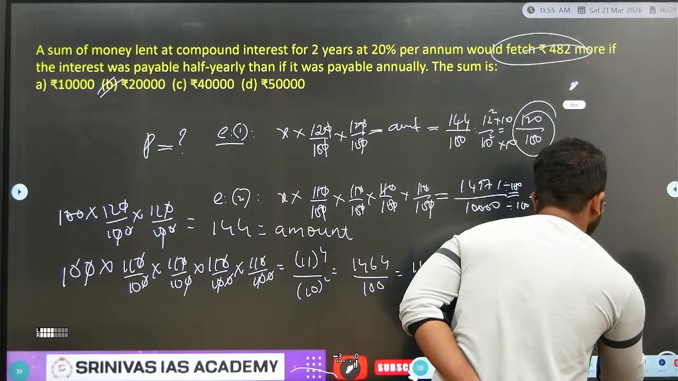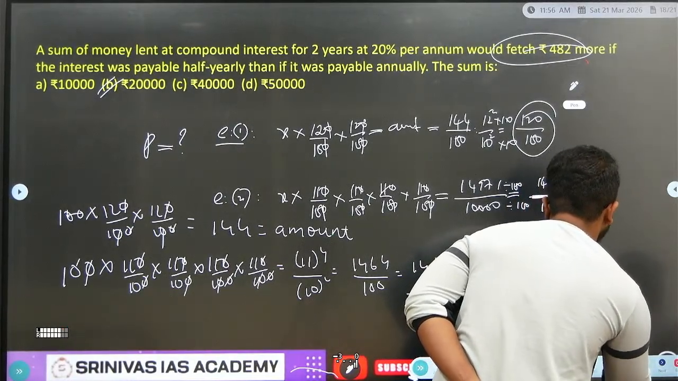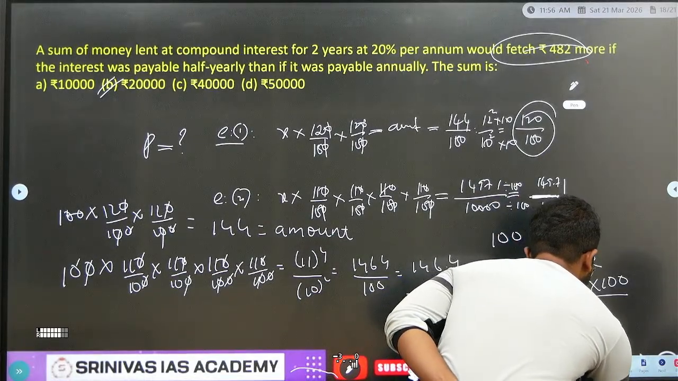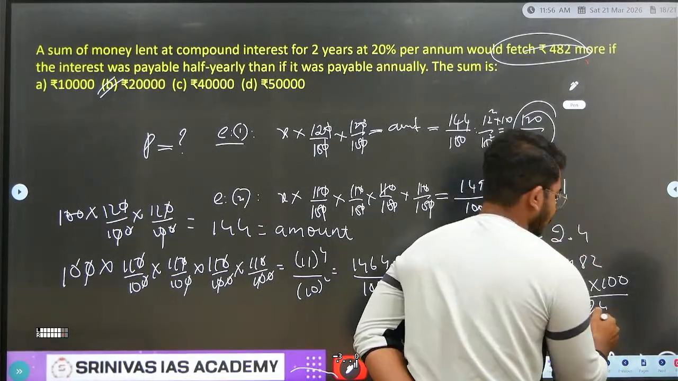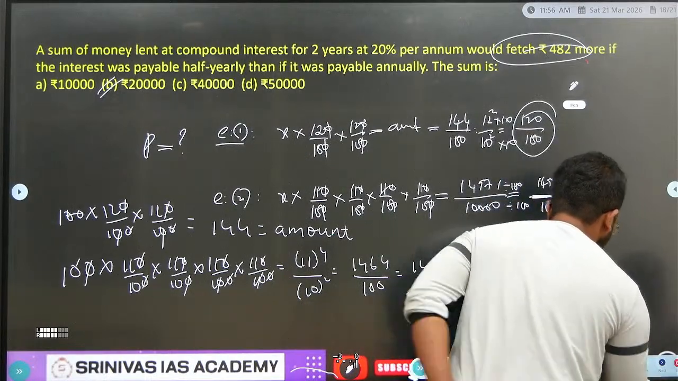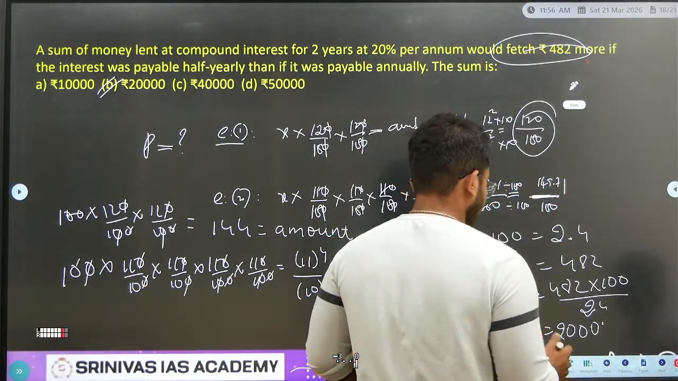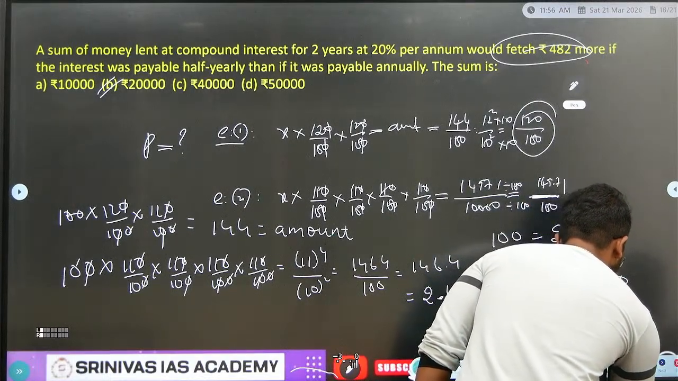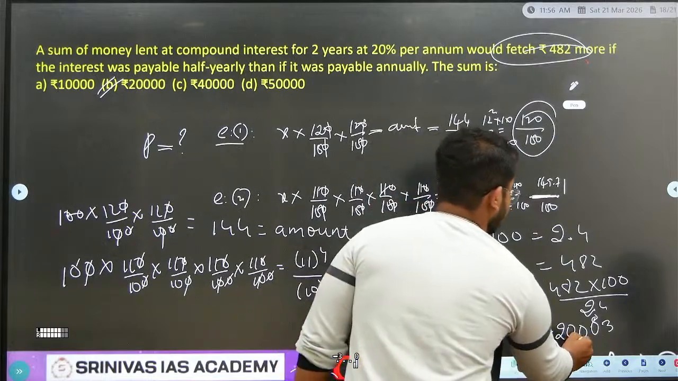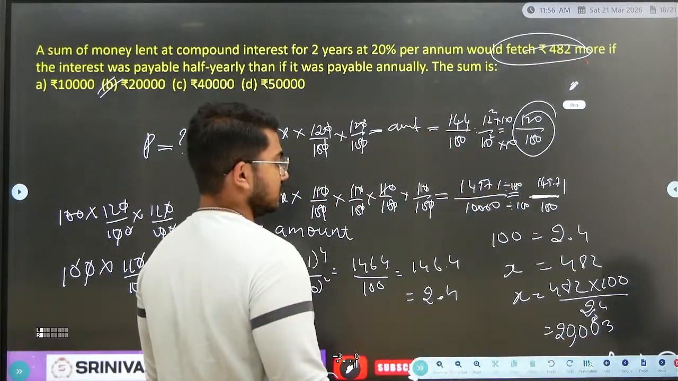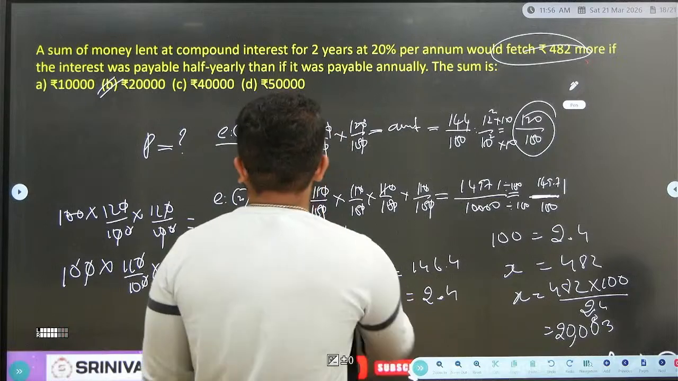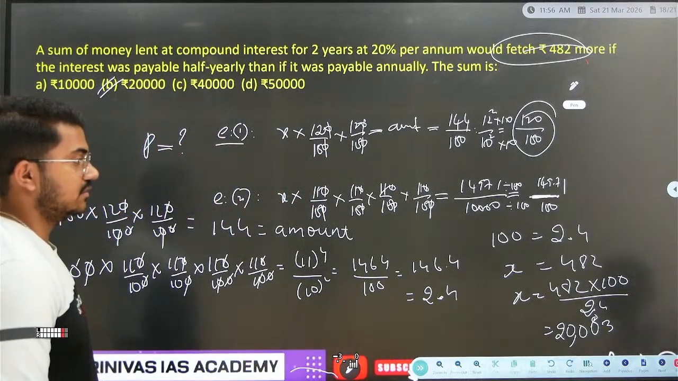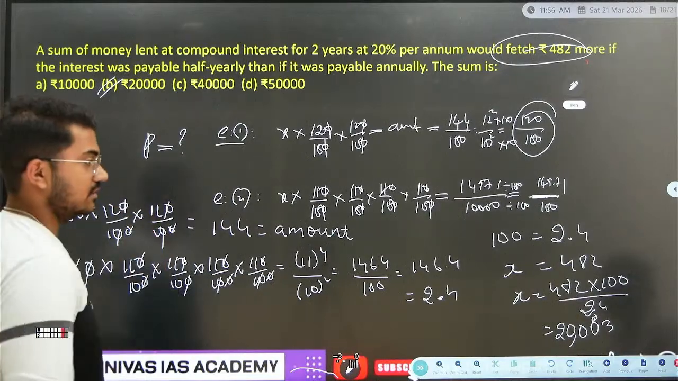482 into 100 divided by 2.4. It will come to 20,000. One decimal you can adjust also. Almost nearly 20,000. You do it fully, so that viewers also can see. 20,083 it will come. So 20,000 point something, you can say that. Yes, that's right, put option B. Option B is the right one.